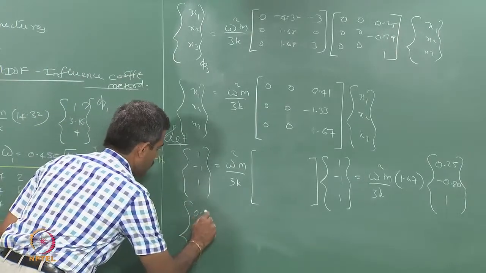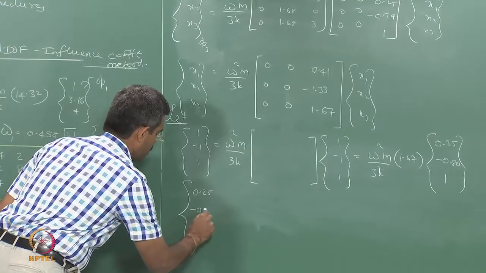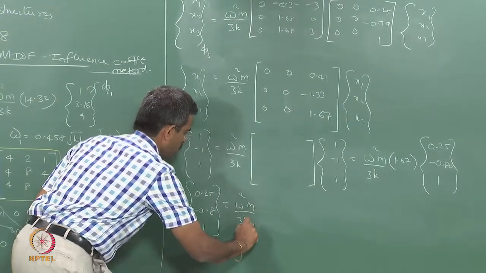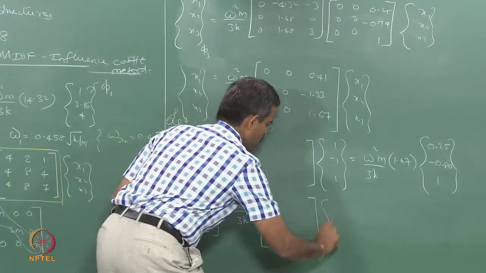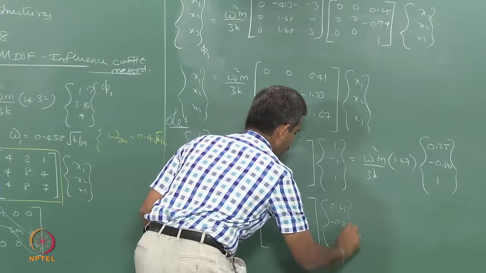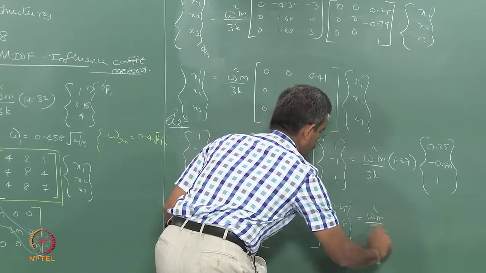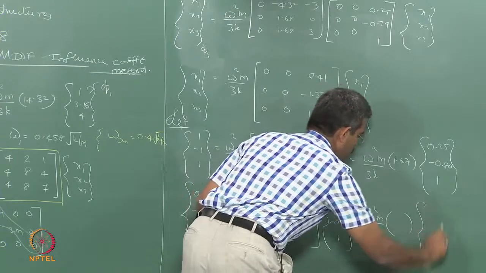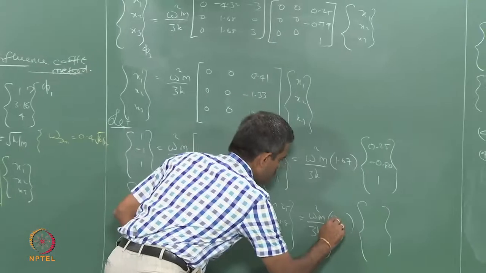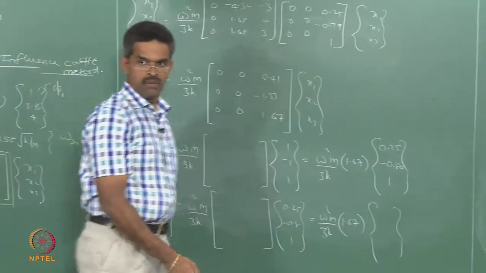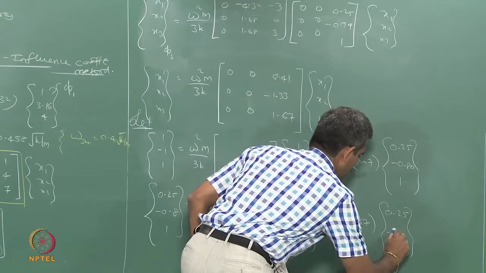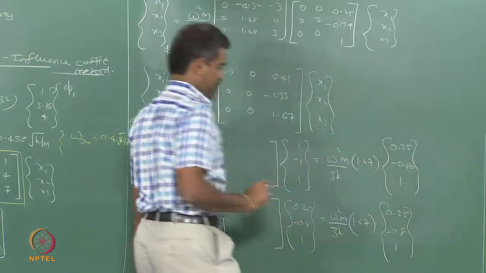So, 0.25 minus 0.8 and 1 of omega square m by 3k of this of 0.25 minus 0.8 of 1. So, omega square m by 3k multiplier a new vector. What is the new vector and what is the multiplier? 1.67 is the multiplier and the vector is same. Okay. So, we have converged at 0.25 minus 0.8 and 1.